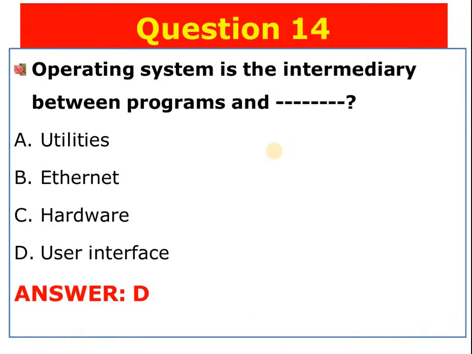Question number 14. Operating system is the intermediary between programs and blank. A. utilities, B. Ethernet, C. hardware, D. user interface. The answer is choice D.